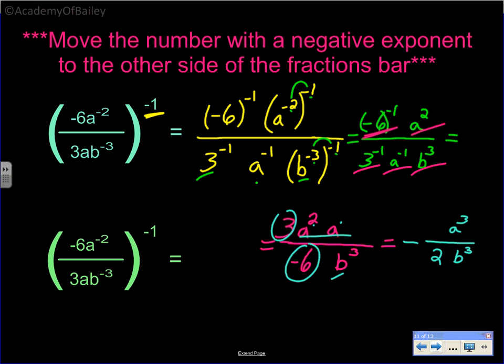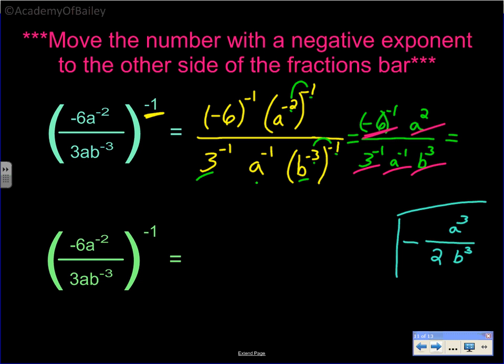All right, I'm going to show you the second method on how to do this. I'm going to leave the first answer up, that way we can make sure we have the same answer in the end. Okay, if we look here, we have a negative exponent, a negative 1 here.